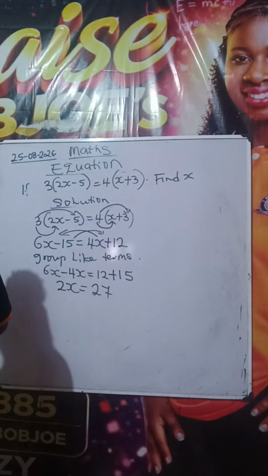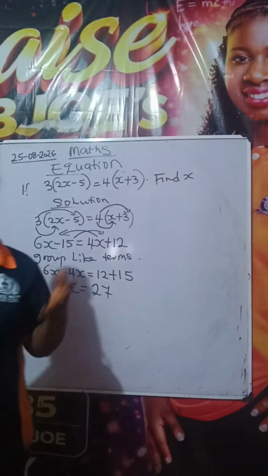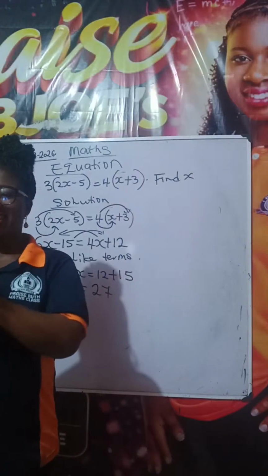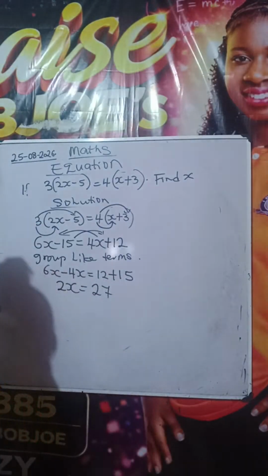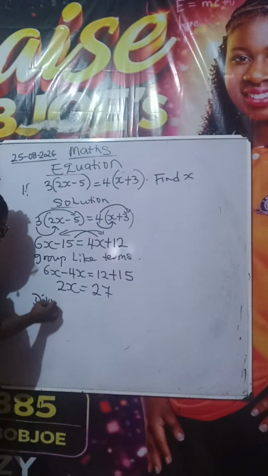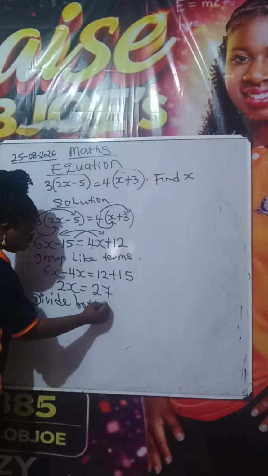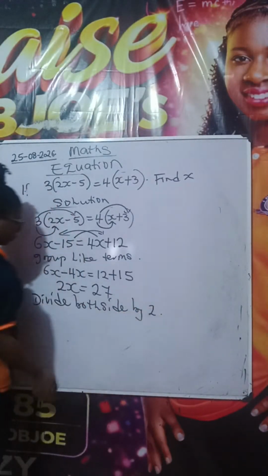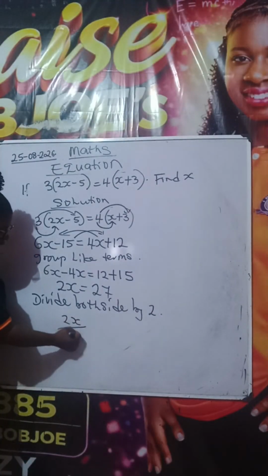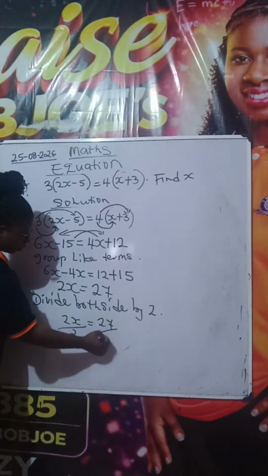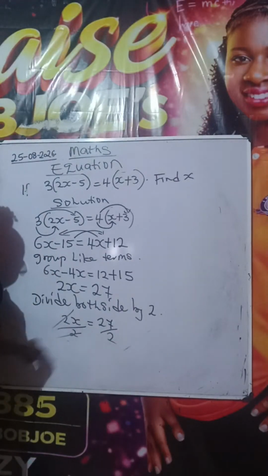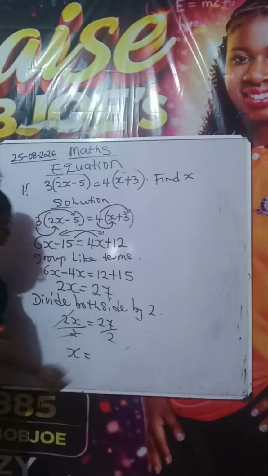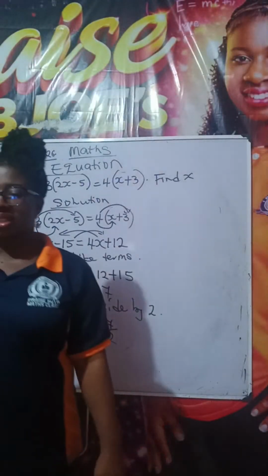If you are following the class from the beginning, the next thing to do is to divide both sides. Correct. So we are going to divide both sides. I will state it here. So we say divide both sides by 2. Okay. So we have 2x, divide here by 2. 27 divide here by 2. And these 2 remove. So we have x equals to 27 divided by 2.